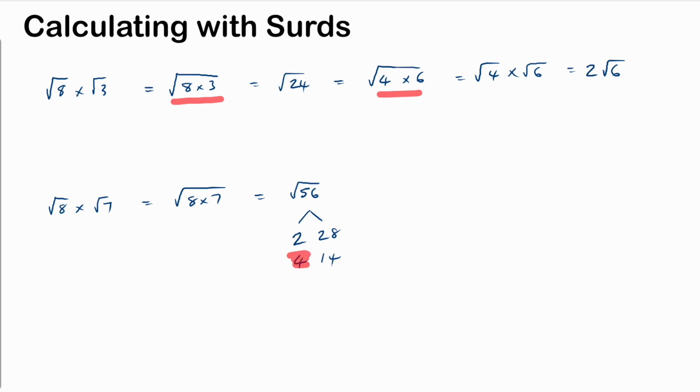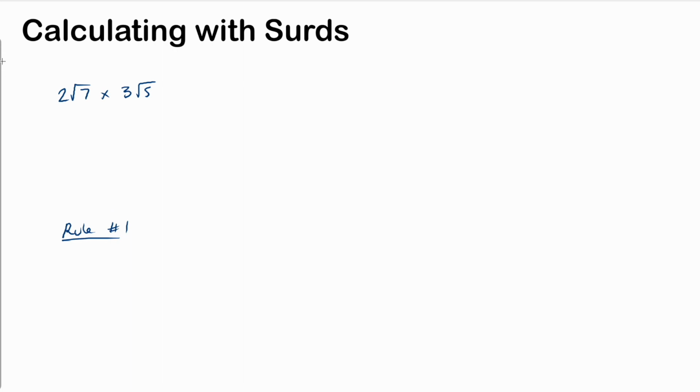So I can now see I have got a square number. So I'll stop there. So what I'm going to do now is write that as the square root of 4 multiplied by the square root of 14. Notice this time I've actually separated them. So you've got 2 root 14. Okay, let's look at this question here.